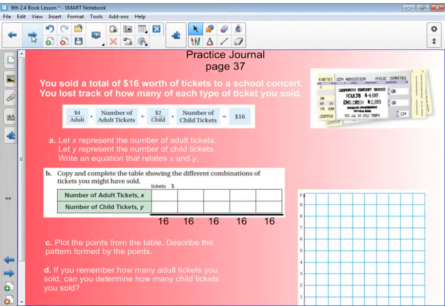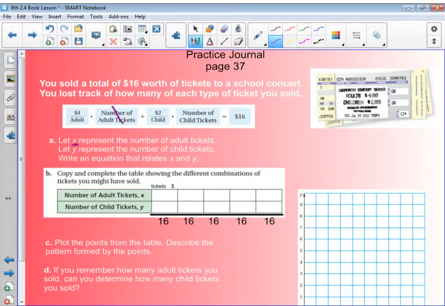So they give us an equation that says it's $4 per adult times the number of adult tickets plus $2 per child times the number of child tickets equals $16. It tells us let X represent the number of adult tickets and Y represent the number of child tickets. Write an equation that relates X and Y. So I'm going to go ahead and visually cover up some of the stuff that they just said. So here they said let's let X represent the number of adult tickets.